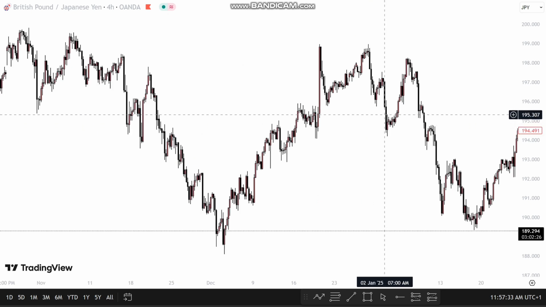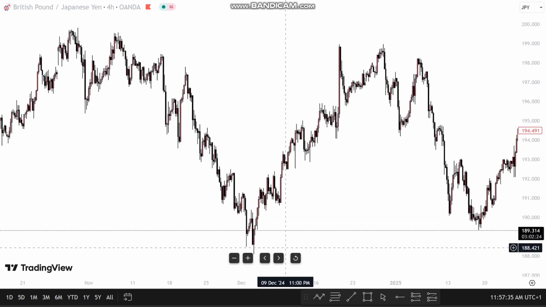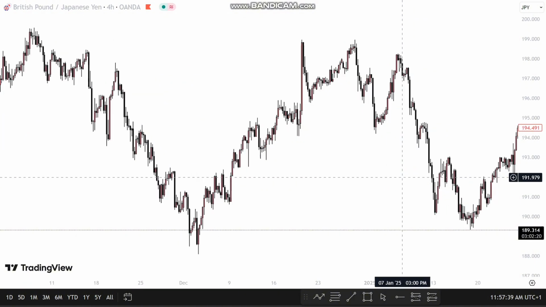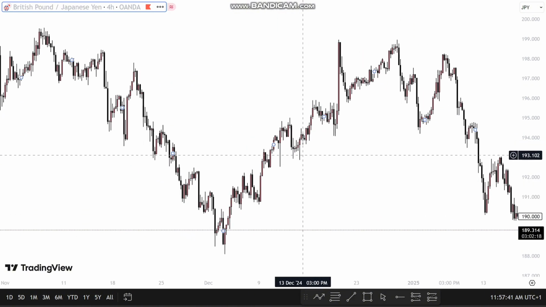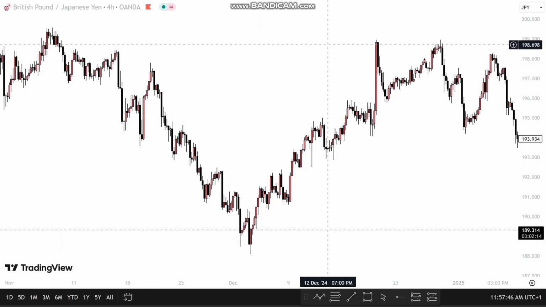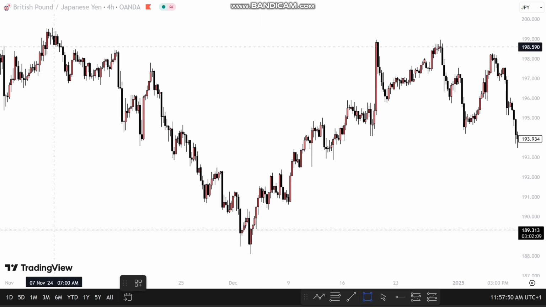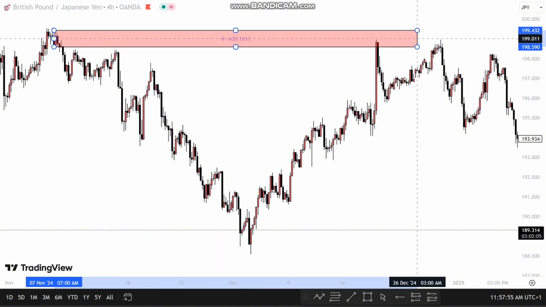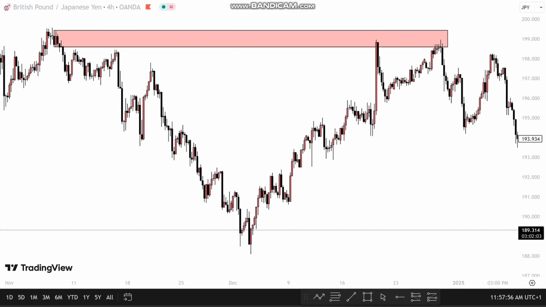Okay, so right here, this is the origin of this entire push, which caused a change of character to the downside. So before this origin, let's look at something here. Where is price reacting to? Price is reacting from this supply area, which stored these two equal highs on them.